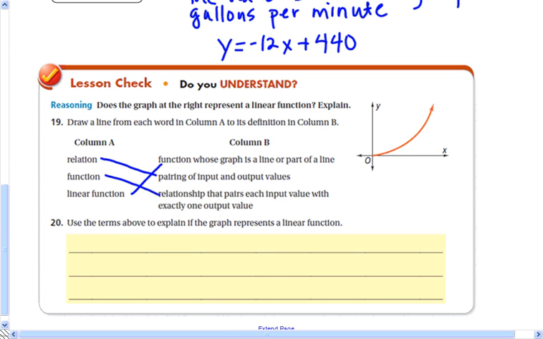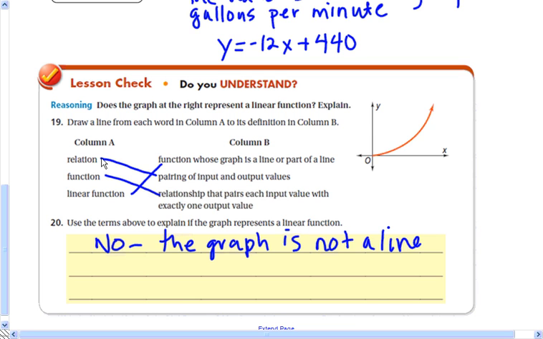A linear function is a function whose graph is a line or part of a line. That's the part we don't have here. This isn't a line, this is a curve. So the answer is no, it's not a linear function because the graph is not a line. All right?